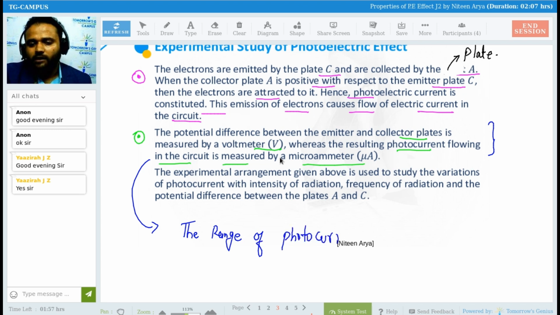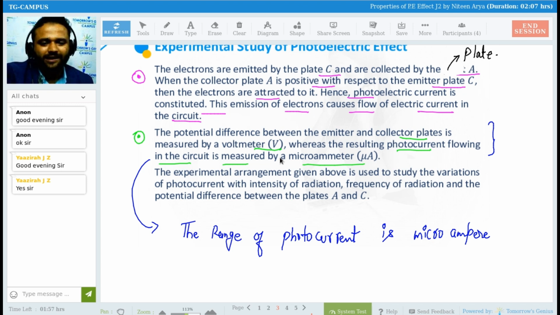Photocurrent is basically the current which is going to be generated by this photoelectric effect. The range of photocurrent is up to the order of microampere. Microampere means mu, or you can say 10 to the power minus 6. You know what a microampere is, so I don't need to rewrite this. Clear? So the range of photocurrent is going to be very small, very minimal. It is in the range of microampere.